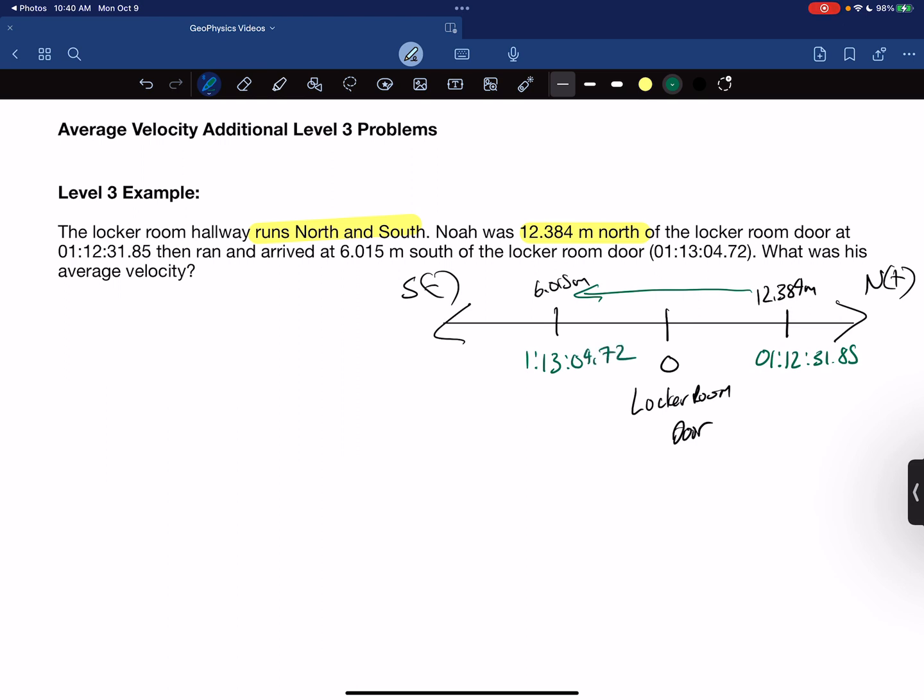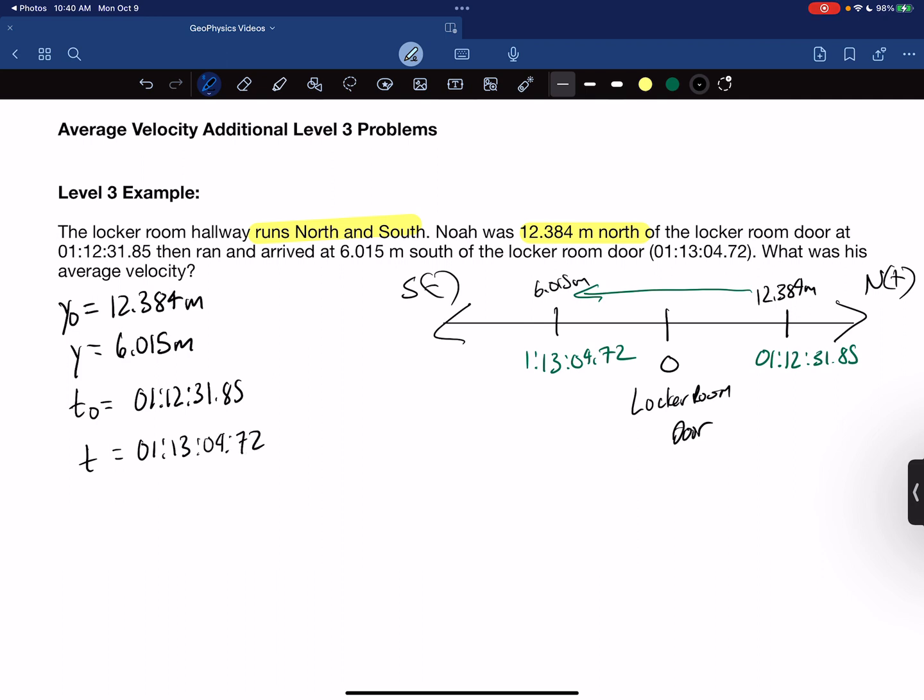So we next are going to identify our givens. And so we do have a starting position, which is 12.384 meters. And we have an instantaneous or final position of 6.015 meters. And we have a starting time of 01:12:31:85, and an instantaneous or final time of 01:13:04:72. And we are asked to find the average velocity.